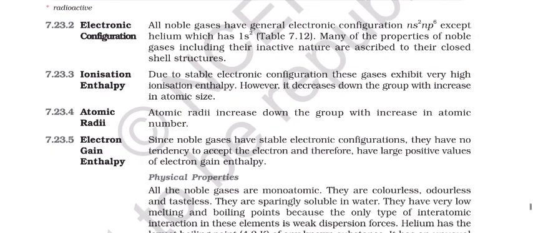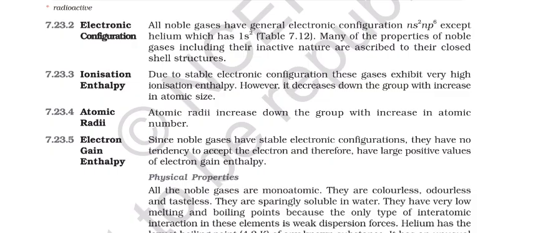Electronic configuration: all noble gases have the general electronic configuration ns2np6 except helium, which has 1s2. Many of the properties of noble gases, including their inactive nature, are ascribed to their closed shell structure. Ionization enthalpy: due to their stable electronic configuration, these gases exhibit very high ionization enthalpy. However, it decreases down the group with increase in atomic size.